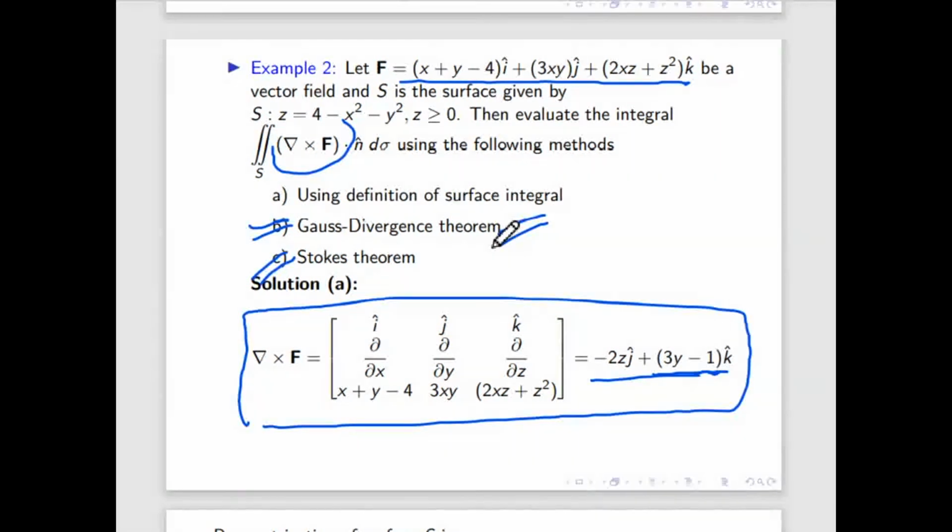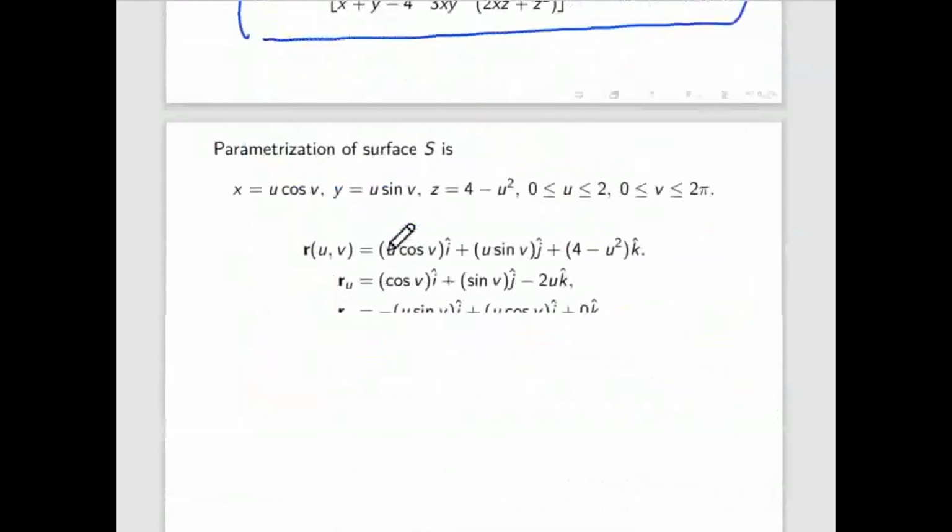In the third part, we'll use the Stokes theorem. That means we'll calculate this surface integral not by the actual surface formula. We'll use the line integral, because the Stokes theorem gives the relation between line integral and surface integral. So instead of the surface integral, we'll do the line integral, and we will get the same thing as we got with the Gauss divergence theorem.